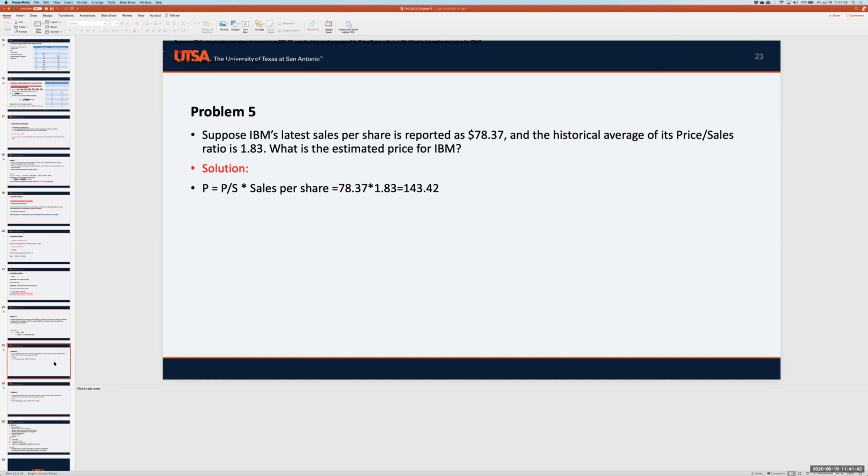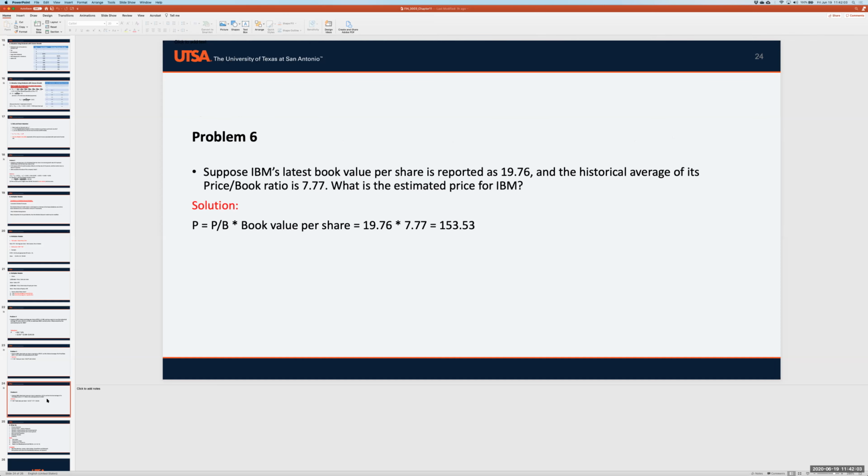Okay, problem 5. Suppose IBM's latest sales per share is reported as $78.38, and the historical average of its price sales ratio is 1.83. What is the estimated price for IBM? Same, we have the PS, we have the sales per share, so we calculate 143.42. Okay, the last question.